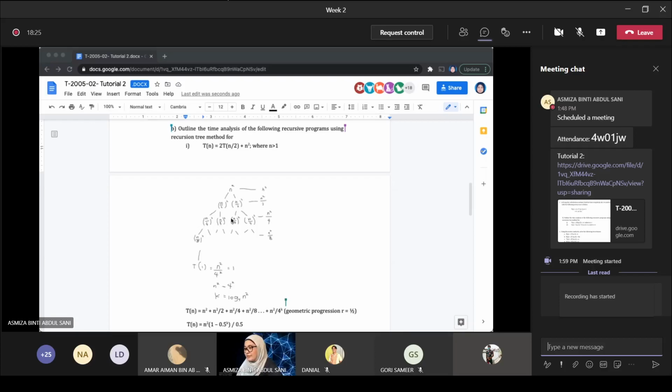And at this level, the work that is going to be done is n over 4 squared, n over 4 squared. And then again, if you want to do the next level of recursion, this one would be T of n over 8, and the work done on this level would be n over 8 squared. Then the cost for each level would be n squared, n over 2 squared, n over 4 squared, n over 8 squared.